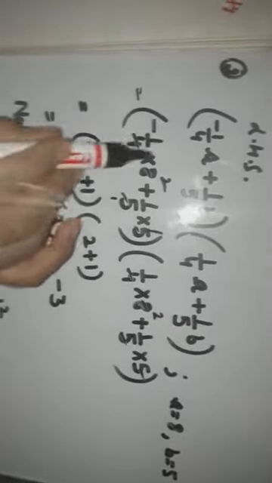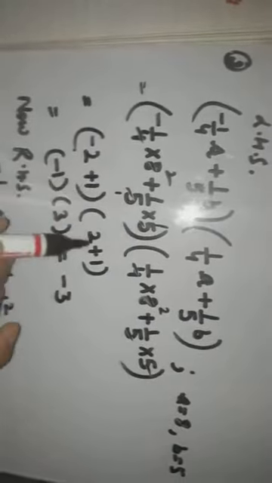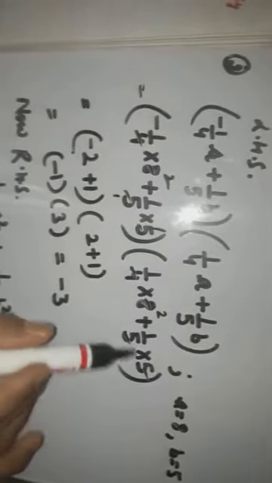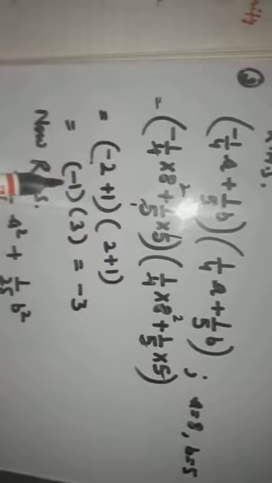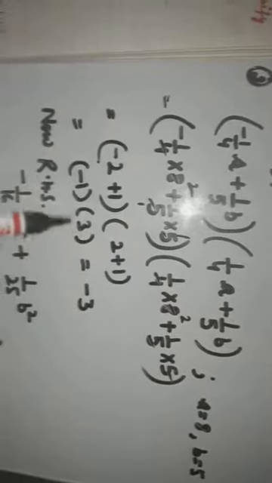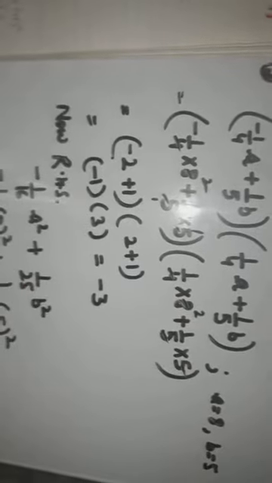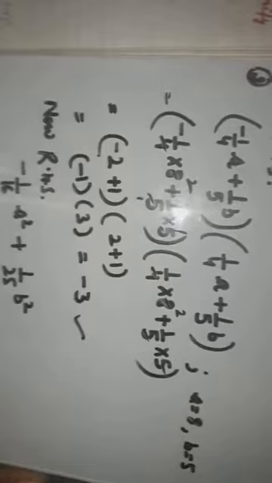So what we will get is minus 2 in this place plus 1, and it is 2 plus 1. Now minus 2 plus 1 is equal to minus 1, and 2 plus 1 is equal to 3. It is equal to minus 3. So it is the left hand side. The value minus 3 is the answer of the left hand side.